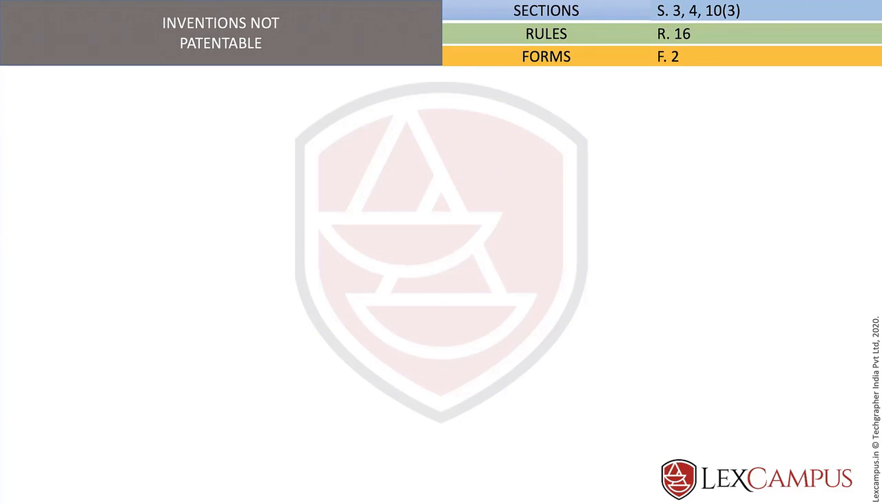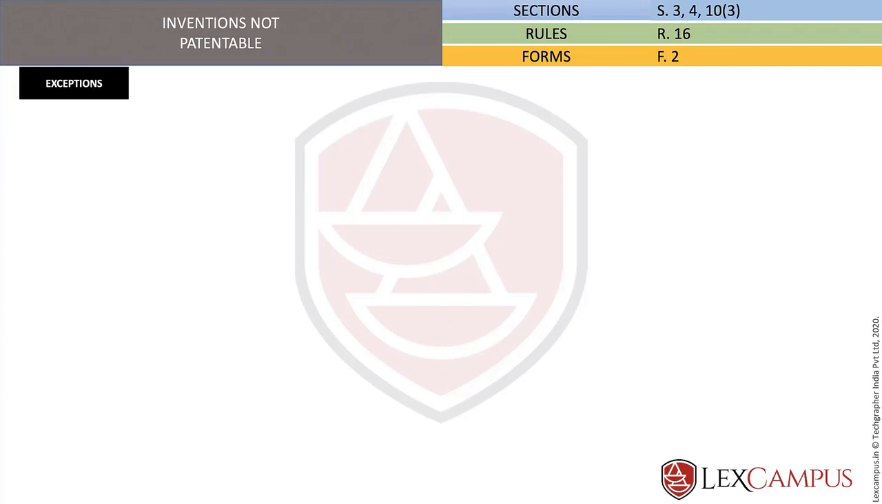There are certain types of inventions for which the patent office may insist on models, so you need to know that. And the form that is relevant for these sections is Form 2, which is your provisional or your complete specification, the form in which you submit your provisional or the complete specification. Now, inventions not patentable form a chapter in which sections 3 and 4 are the two constituent sections.